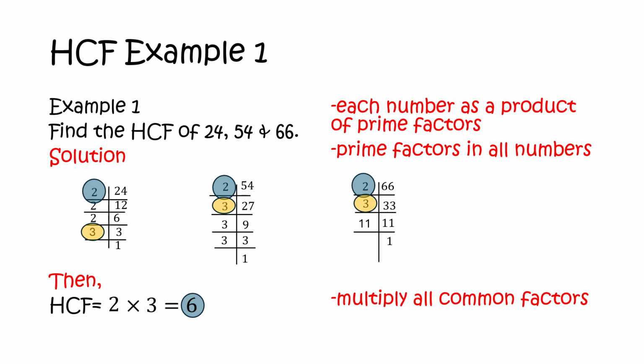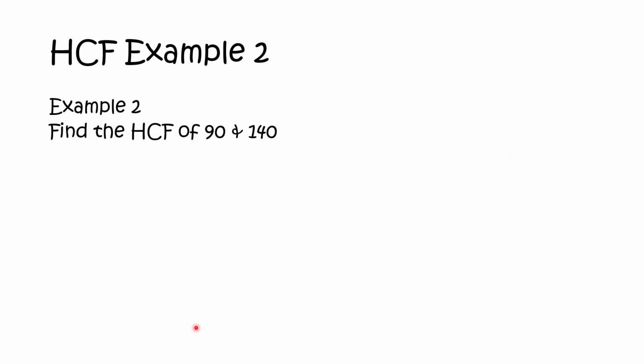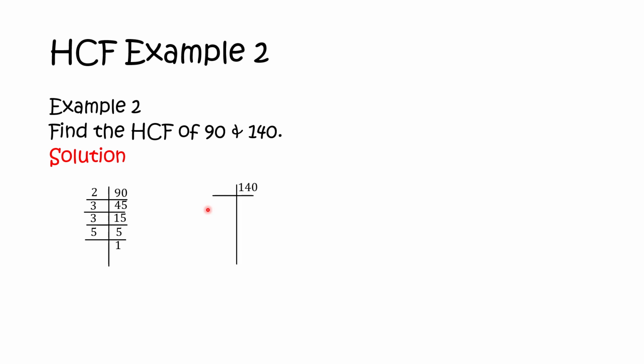Let's look at example 2. Example 2 says, find the HCF of 90 and 140. So the solution, we find the product of the prime factors of each number, starting with 90. Divided by 2, we get 45. Divided by 3, 15. Divided by 3, 5. By 5, 1. So that is what we have as the prime factors for 90.